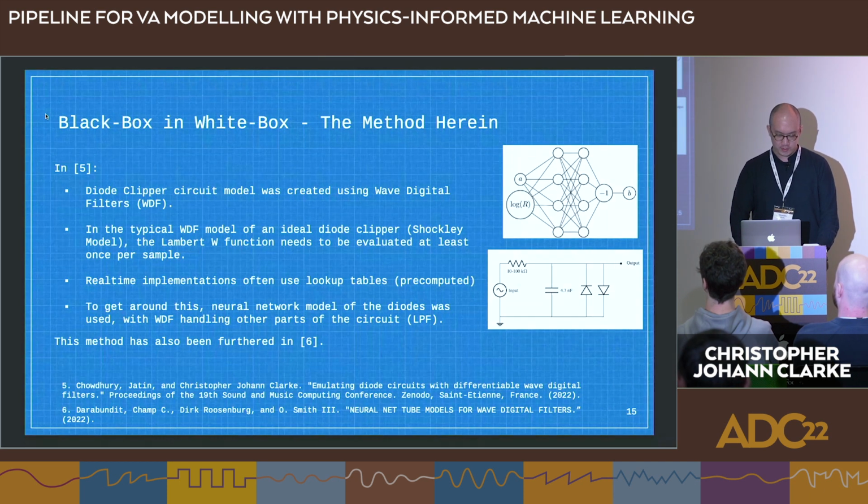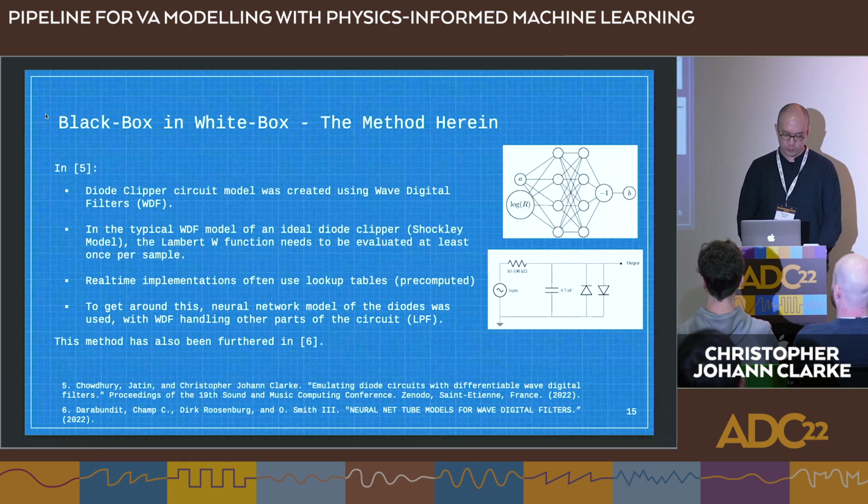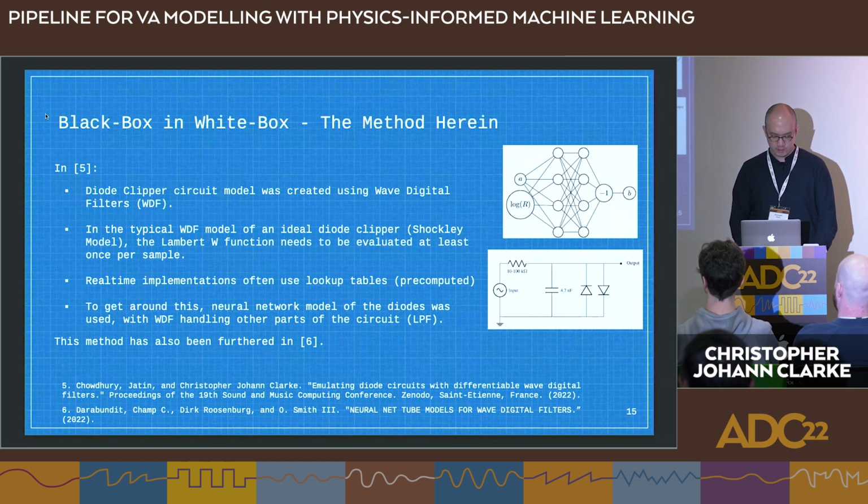I'll give a full rundown on this later, but in reference number 5, the problem of having to evaluate the Lambert W function at least once per sample was alleviated by replacing the diode equations in the WDF model with a small neural network, with the WDF model still handling other parts of the circuit. This method has been further extended by Dirk and Champ in reference number 6, where it was used on vacuum tubes.